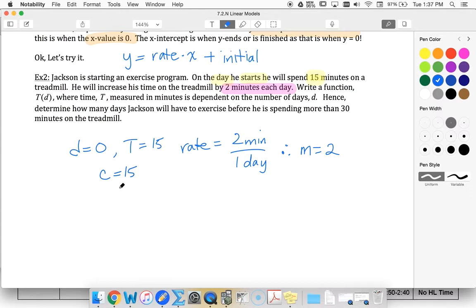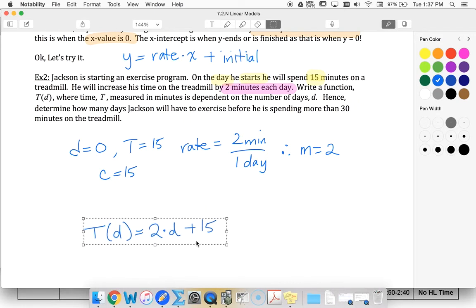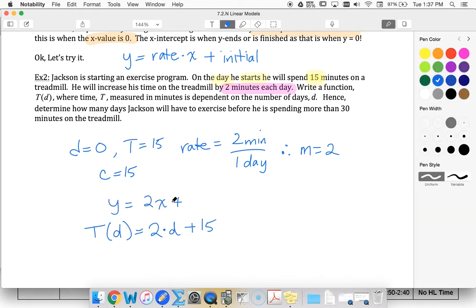So let's write down my equation. Time as a function of day is equal to 2 times the day, so slope times independent variable plus the initial value. I could have started with these two values and said originally my equation is my linear equation, y equals 2x plus 15, and then I could have translated that into my variables that this problem is based on.